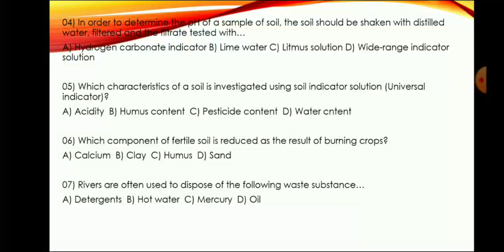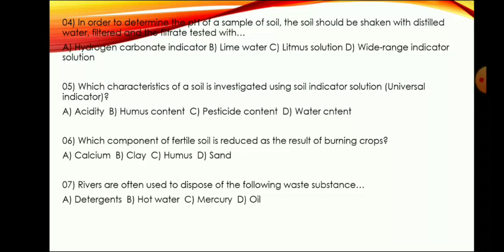Next question is which characteristic of a soil is investigated using universal indicator solution. So options are number A, acidity, number B, humus content, number C, pesticide content, and number D, water content. So the correct answer is acidity. That means universal indicators are useful for the determination of the acidity of the soil. So correct answer is number A, acidity.